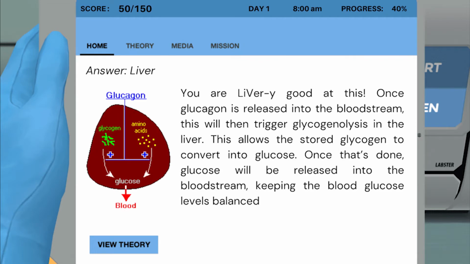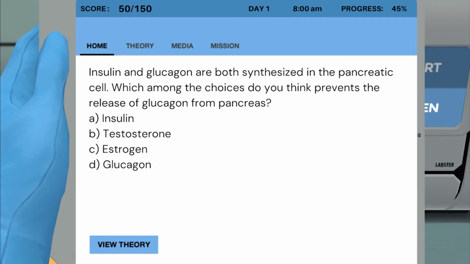You are very good at this. Once glucagon is released into the bloodstream, this will then trigger glycogenolysis in the liver. This allows the stored glycogen to convert into glucose. Once that's done, glucose will be released into the bloodstream, keeping the blood glucose levels balanced. Insulin and glucagon are both synthesized in the pancreatic cell. Which among the choices do you think prevents the release of glucagon from pancreas?